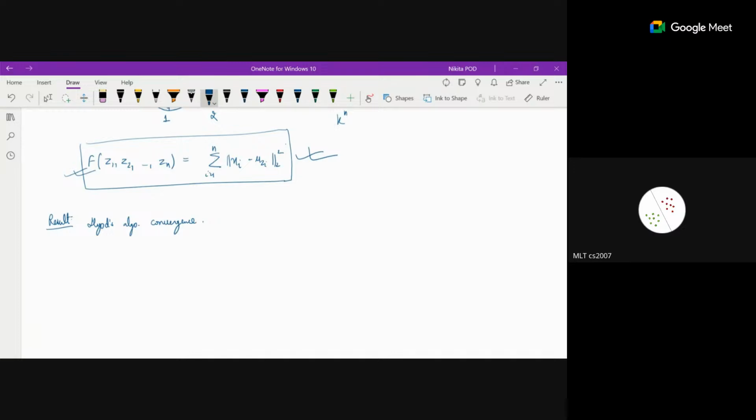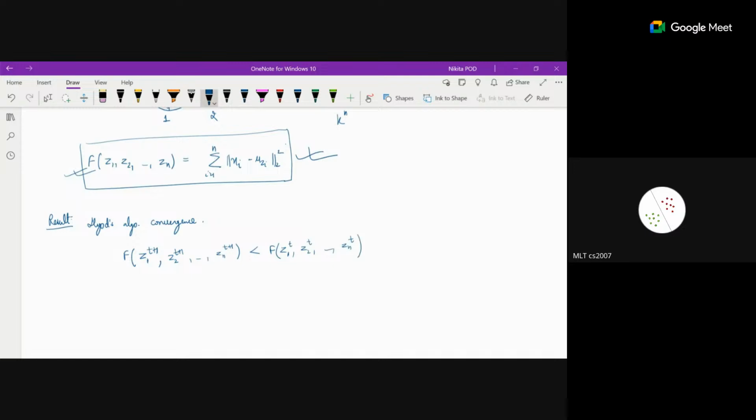look at the proof. So what we are saying is that the value of f of z1 at t plus 1, I'm talking about the t plus 1 iteration, f of z1 t plus 1, z2 t plus 1, and so on till zn t plus 1, would always be strictly lesser than f of z1 at the tth iteration, z2 at the tth iteration, and zn at the tth iteration.